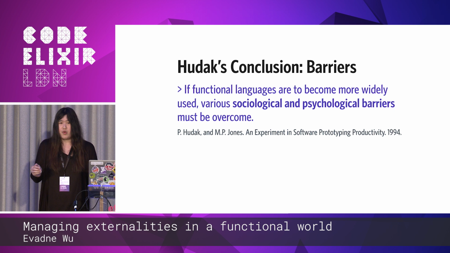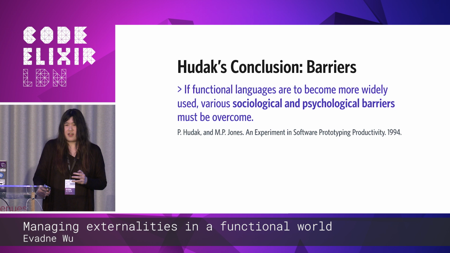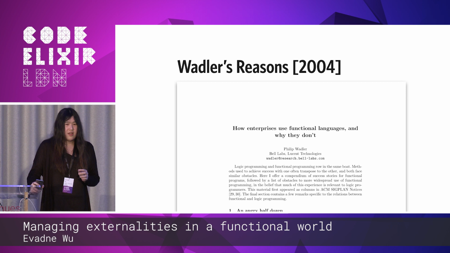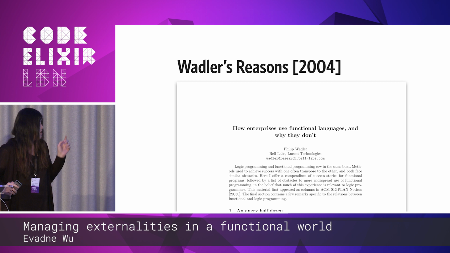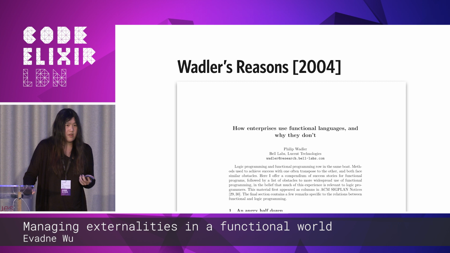Okay, so this was not the first time somebody was annoyed about functional programming not being adopted, and obviously not the last time. So in 2004, somebody else wrote another paper. Mr. Wadler actually did appear in a previous Erlang Factory session. He wrote his summary paper, which is a summary of his prior ACM columns. He said that functional programming languages have certain adoption inhibitors, or adoption barriers. And he wrote, there are seven.